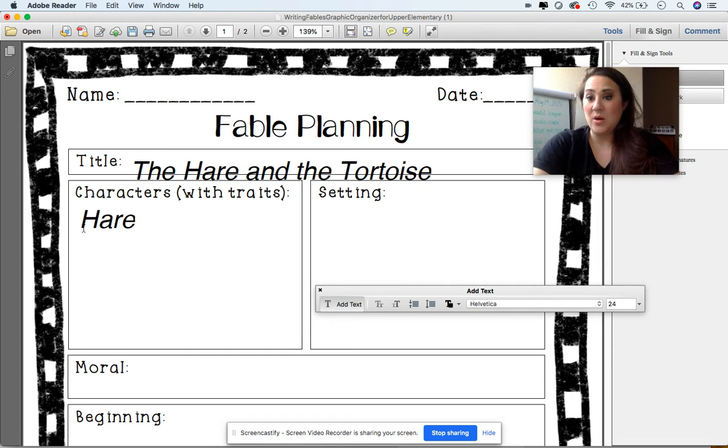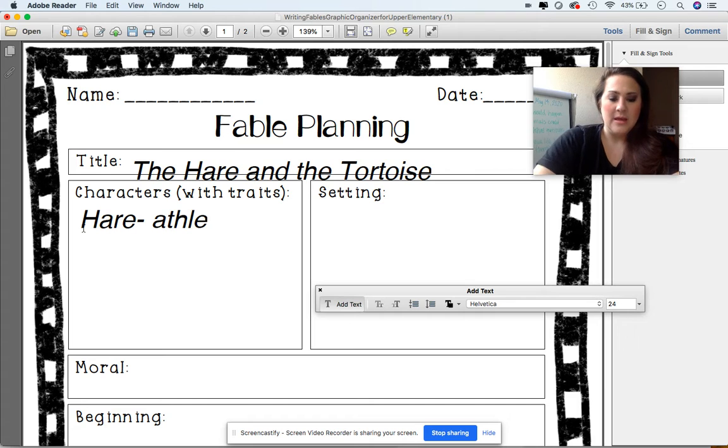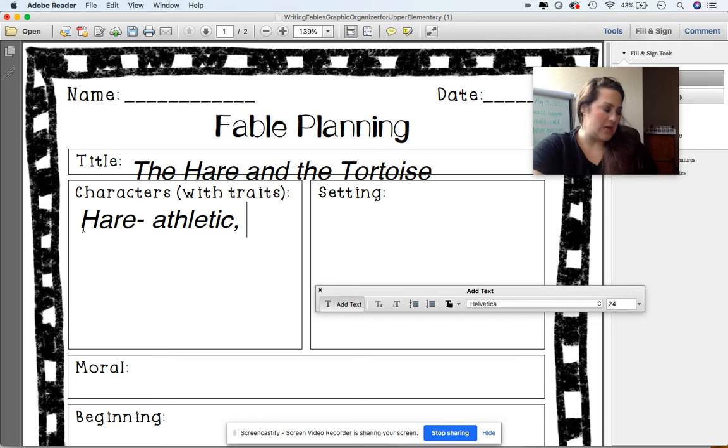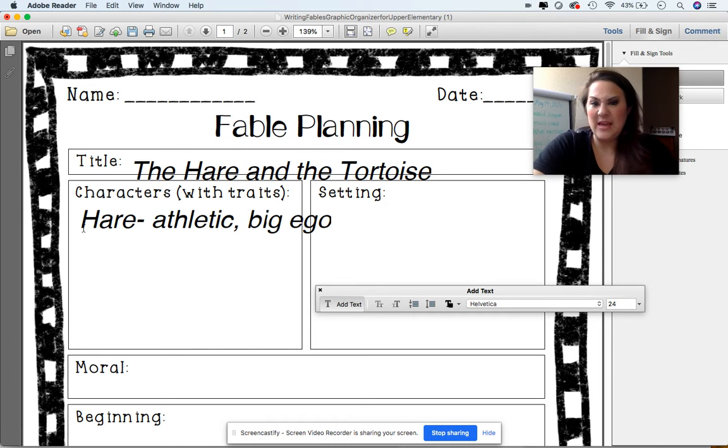The characters and their traits. So we have the hare, which is the rabbit, who is athletic. Who is a little braggy too. He thinks highly of himself. So maybe he's egotistical, not necessarily very kind. So I'm going to put big ego.